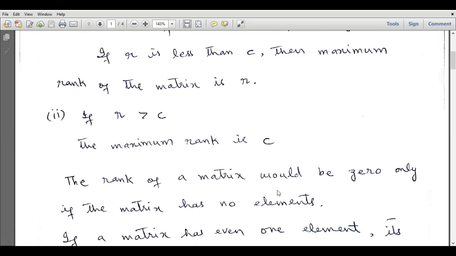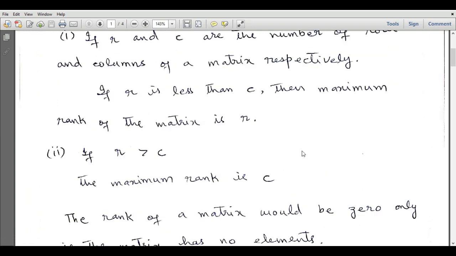So, if a matrix has three rows and four columns, then the maximum rank can be equal to 3. Similarly, if a matrix has five rows and nine columns, then the rank can be a maximum of 5, right? So the maximum rank can be equal to the lower value of either the number of rows or the number of columns.